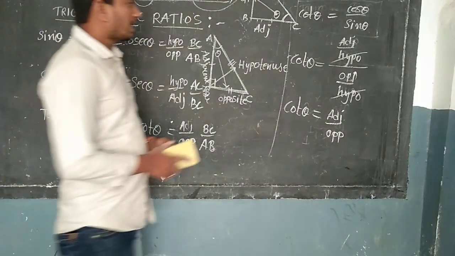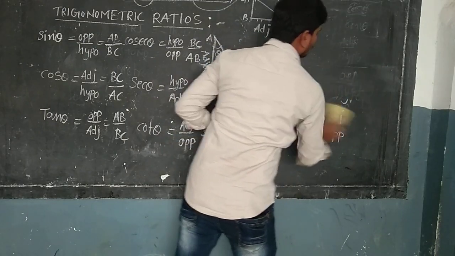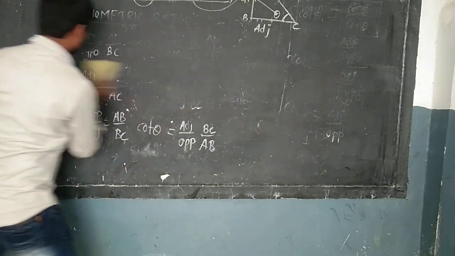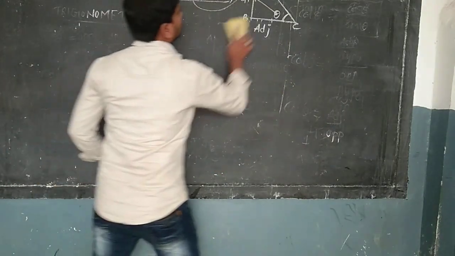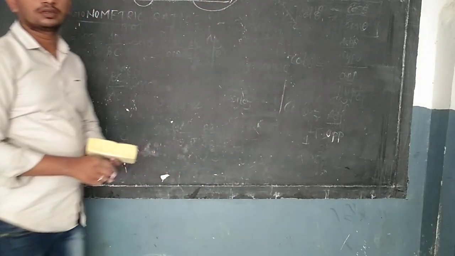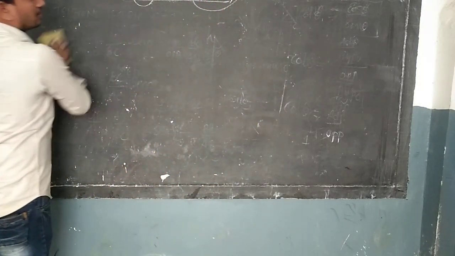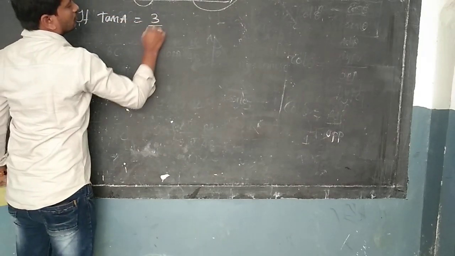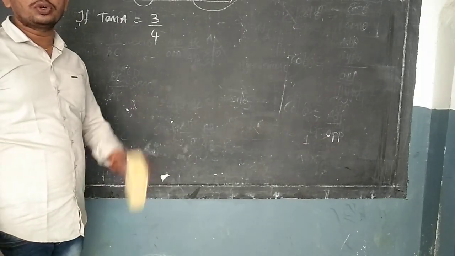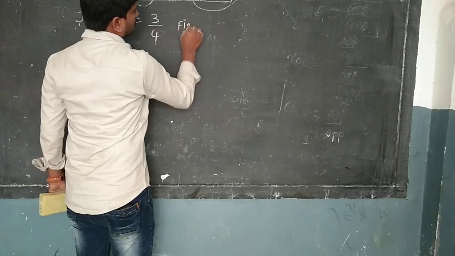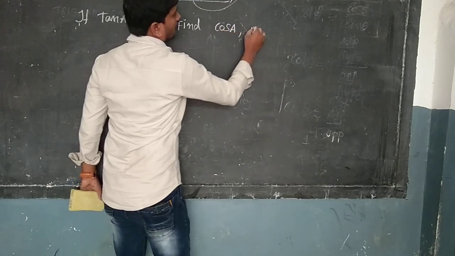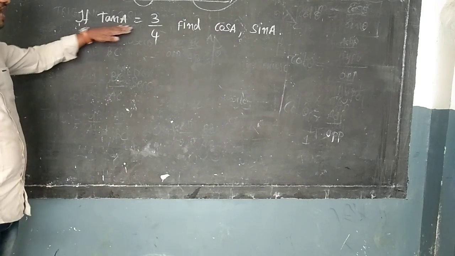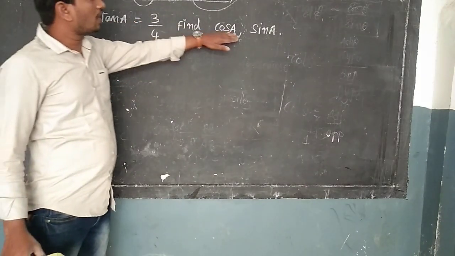Okay? So let me do one example based on this concept. If tan A equal to 3 by 4, find cos A and sin A. Students, if tan A equal to 3 by 4, find cos A and sin A.